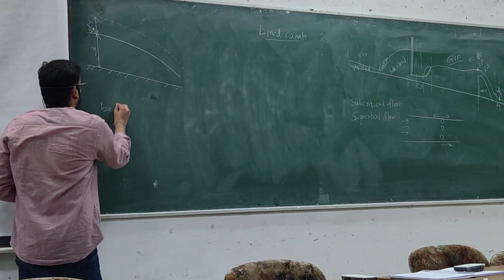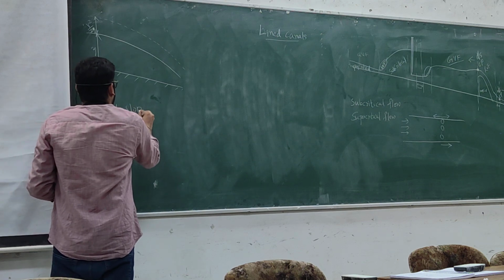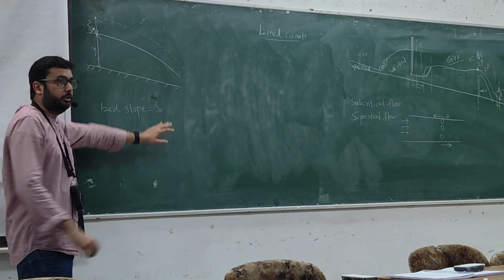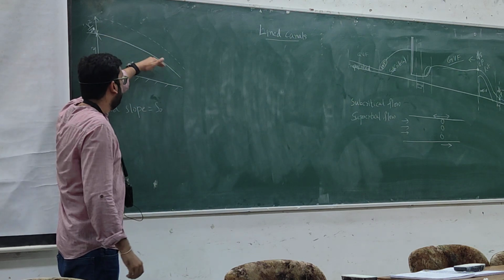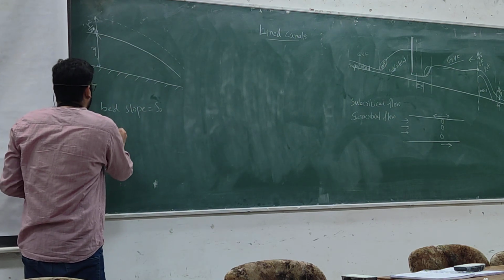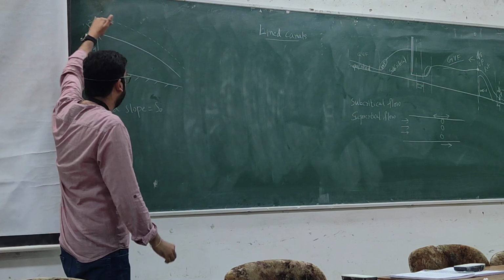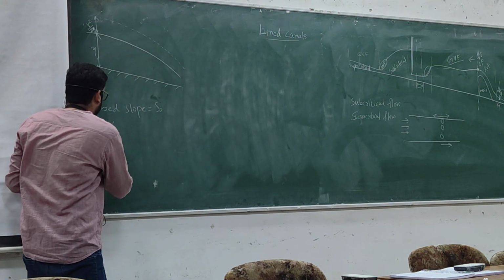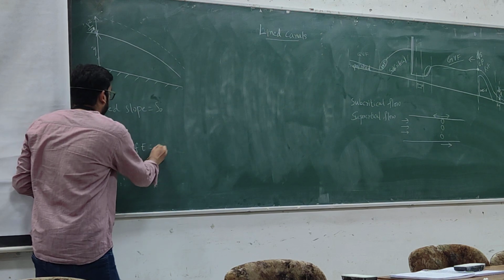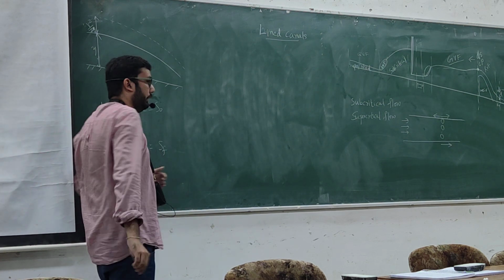The bed slope, I want to denote it by S naught, and the slope of the water surface would be dy by dx, and the slope of the energy line, let's say SF.